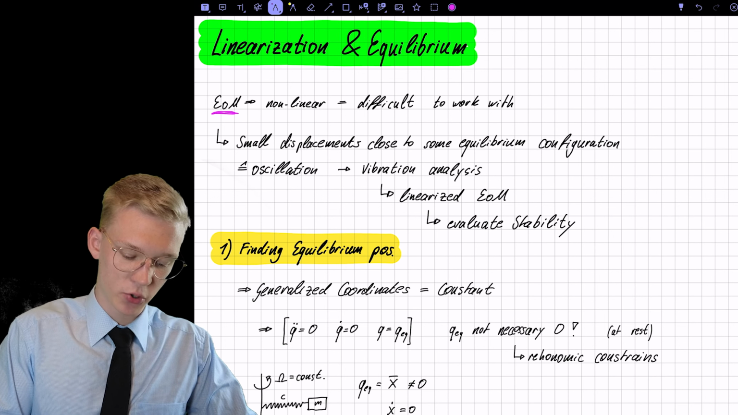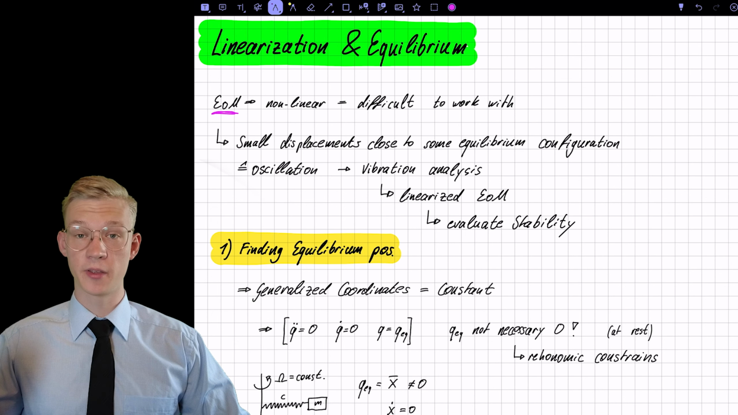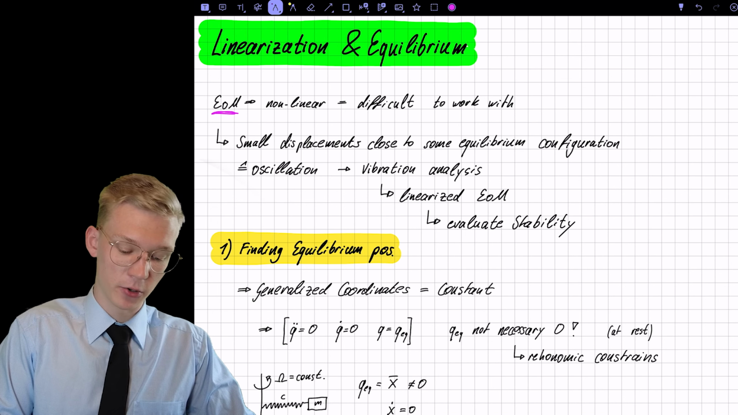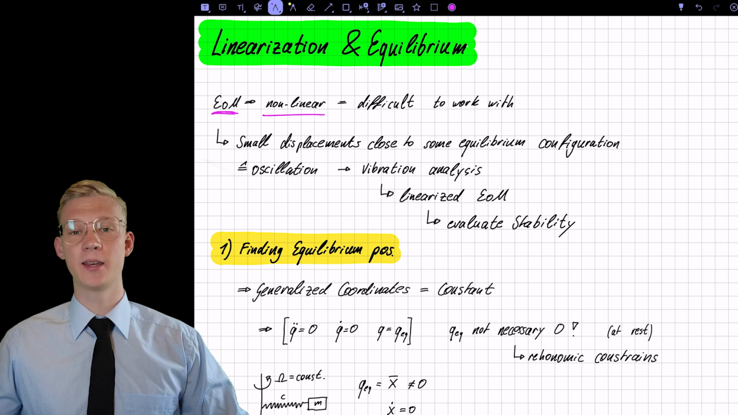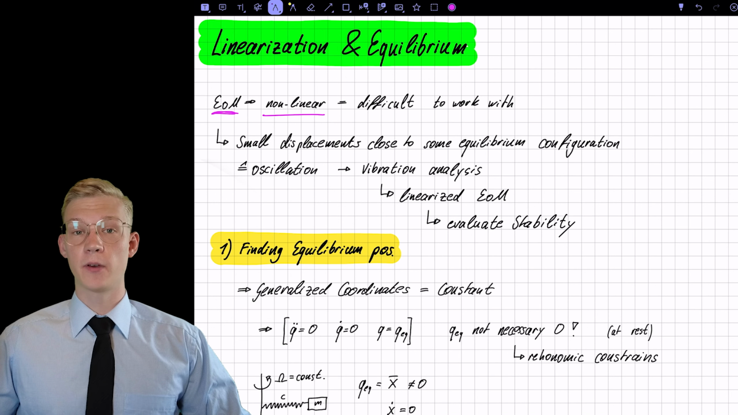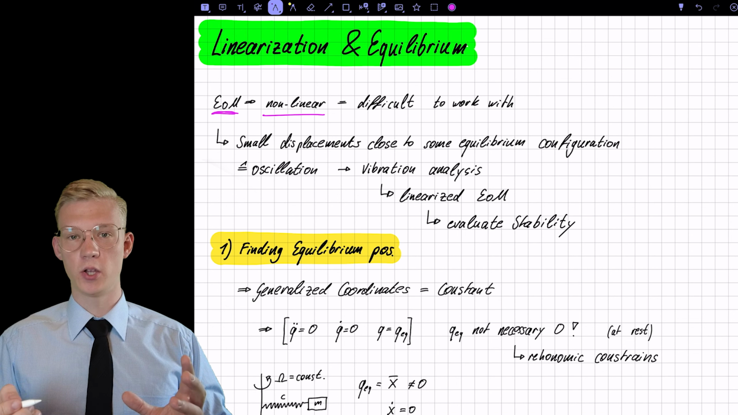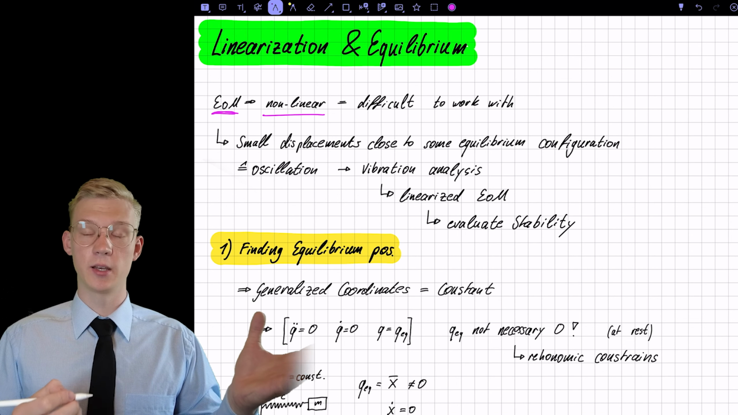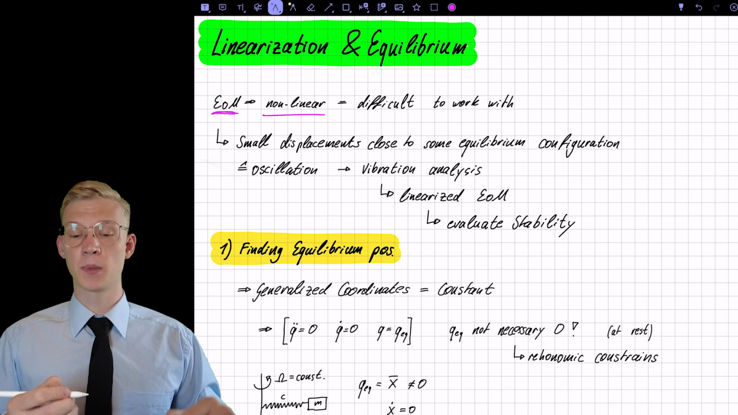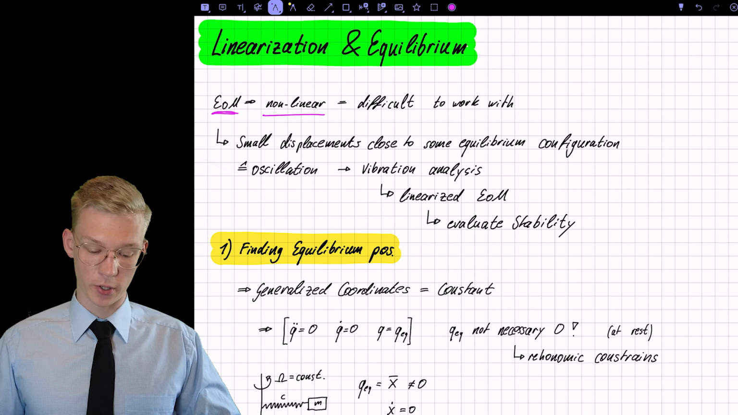The equations of motion that we found with the principle of virtual work or the Lagrange equations are nonlinear. That means that they depend on cosine, on sine, they have exponential functions, and so forth. And to solve these equations after getting them, which is already a difficult step in the first place, is very, very difficult and very, very annoying.